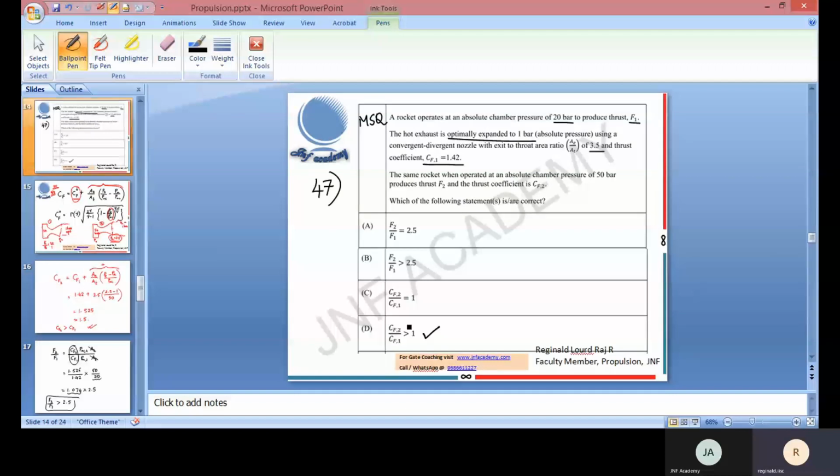CF2 by CF1 is greater than 1. Definitely it's not equal to 1. And hence F2 by F1 is greater than 50 by 20. It's not equal to 50 by 20. So the correct answers are B and D.